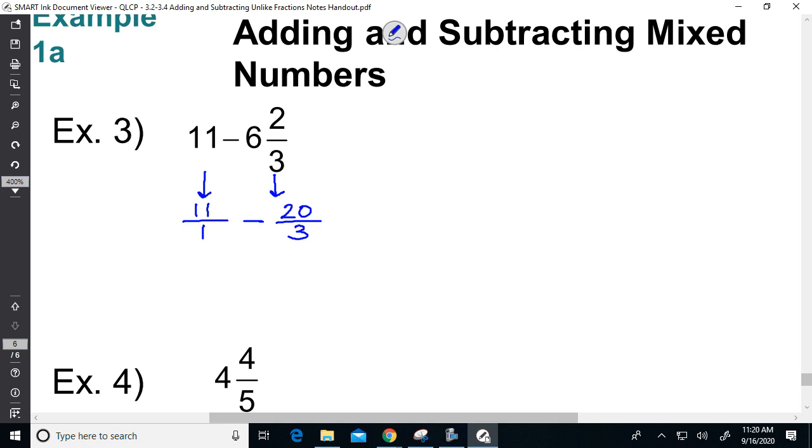So, we still need a common denominator. What times 1 gives me 3? What do I multiply 1 by to get 3? 1 times 3. 33 over 3 minus 20 over 3. So you get 13 over 3.